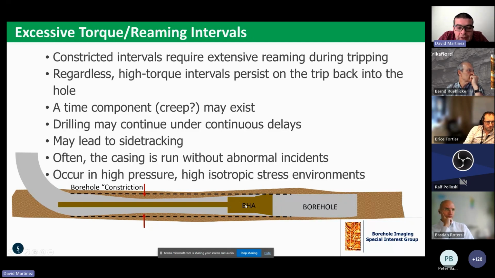One peculiarity of this issue is that the casing run is usually without incident. So you can still run the casing, and you don't even see these constrictions sometimes. Different from the cave-in environments, these excessive reaming intervals occur in high pressure, high isotropic stress environments.